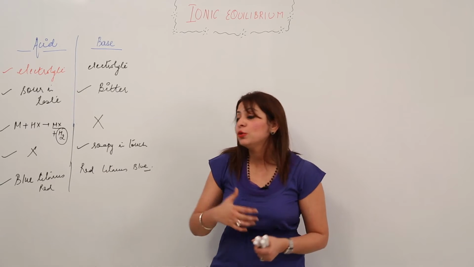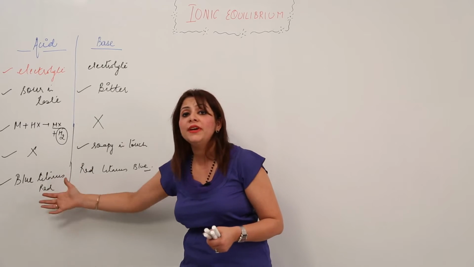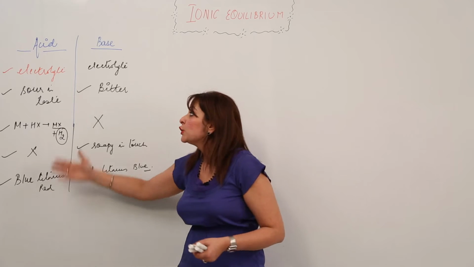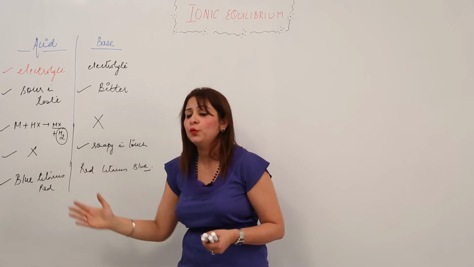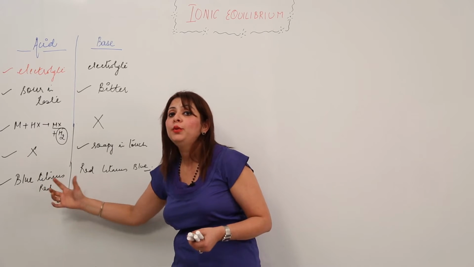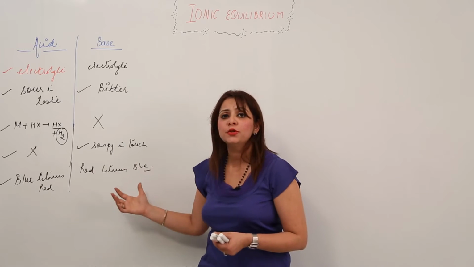You just need to learn them, because these are proven effects. So in case of acid, which litmus color changes to which? It is BLR, blue litmus to red. And in case of base, it is red litmus to blue.